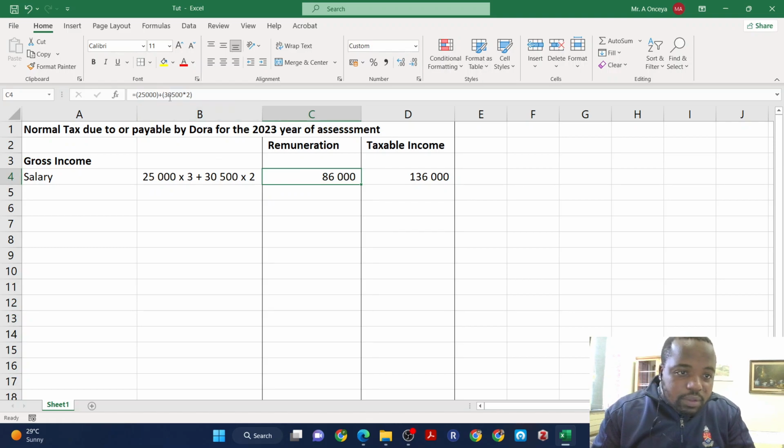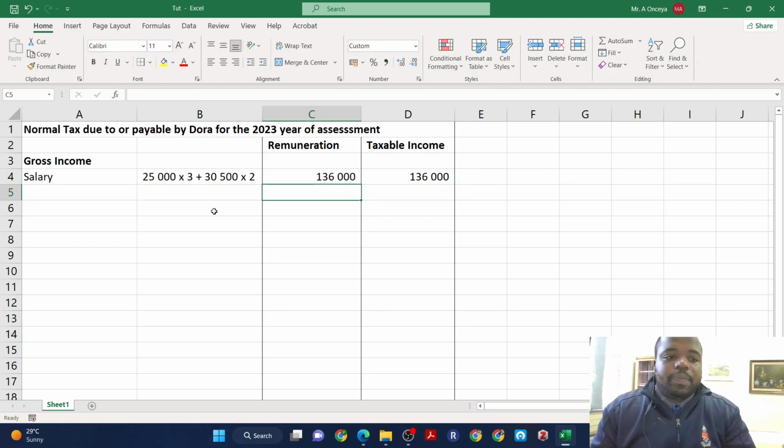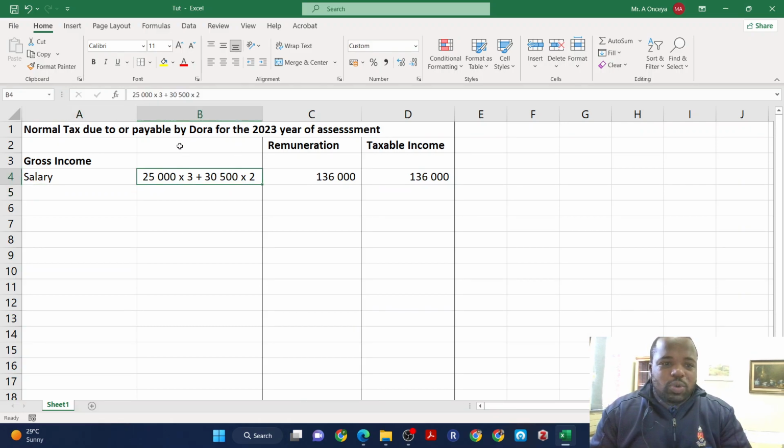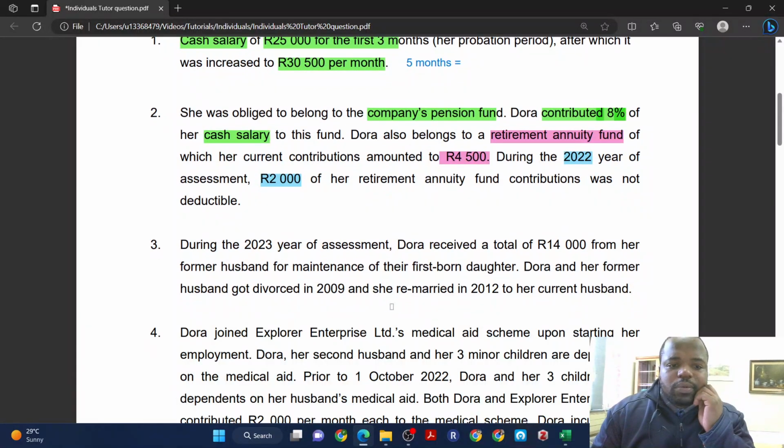Okay, cool. And we know 8% of that is obviously contributions. Then, always remember to show your computations, right? Okay. There is nothing else you can do with them.